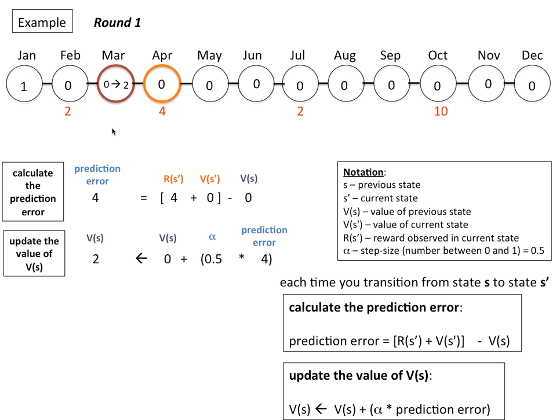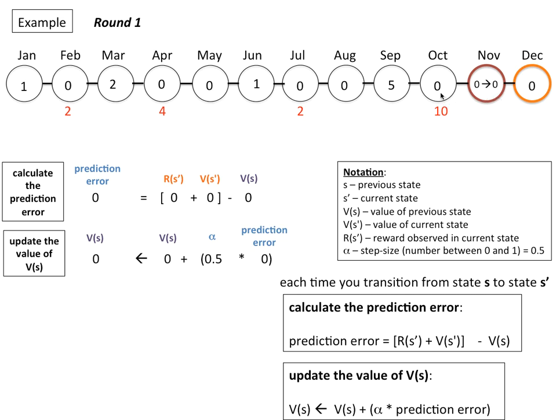And now I'm just going to go more quickly because I think you've got the hang of how to apply these 2 steps to every single transition. April transitions to May, and April is now the previous state, and this is what the update looks like. And here I've transitioned to June, transitioned to July, to August, to September, to October, to November, to December. So that completes round 1 iterating through the calendar.